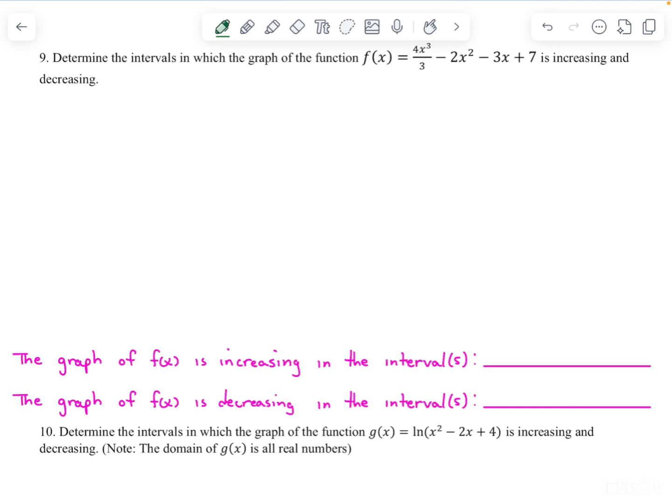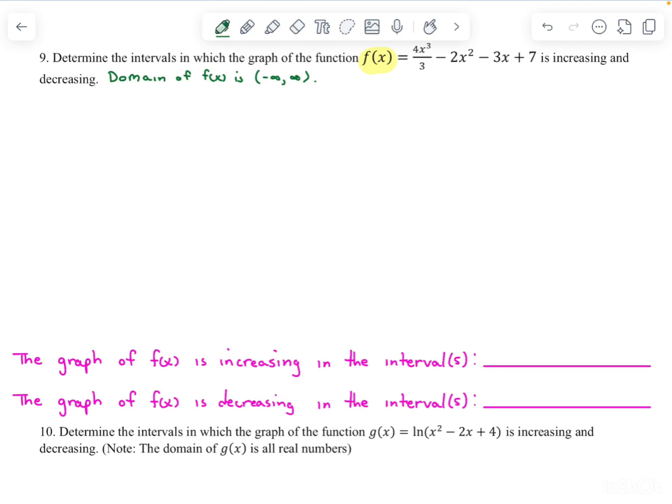In example 9, we want to determine the intervals in which the graph of the function f of x is increasing and decreasing. Before we start, we want to determine the domain of the function. Since f of x is a polynomial function, the domain of f of x is all real numbers.